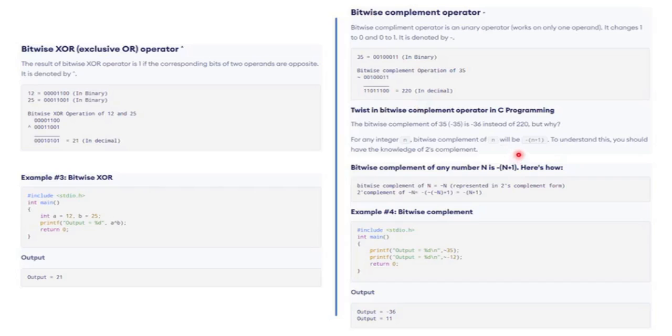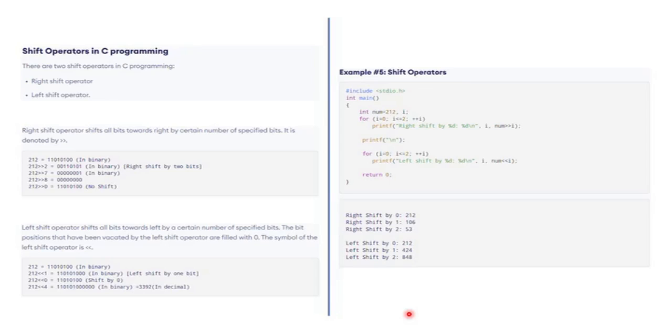You can remember a trick: for any number n, its bitwise complement will be minus of n plus 1. For example, for 35, its bitwise complement will be minus 36. Let's take a negative number, minus 12. Its bitwise complement will be minus of minus 12 plus 1, which is minus of minus 11, so positive 11. That was about the bitwise complement operator.